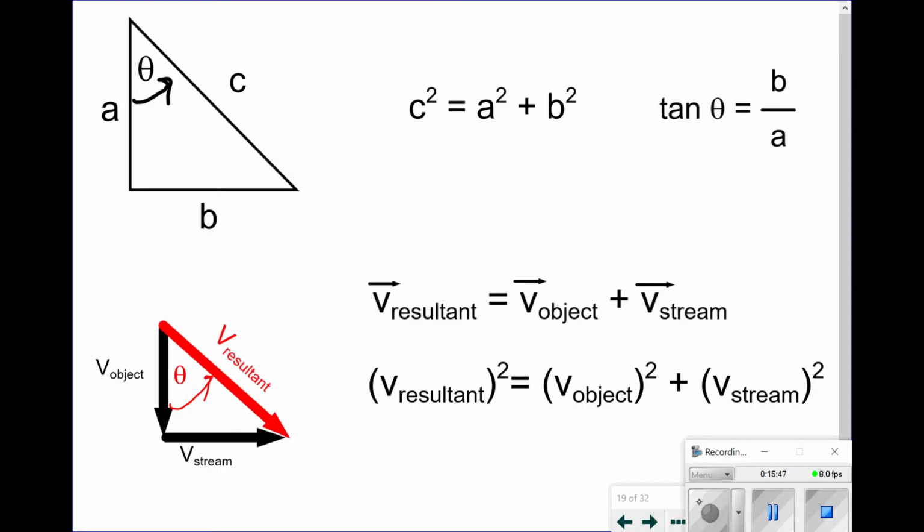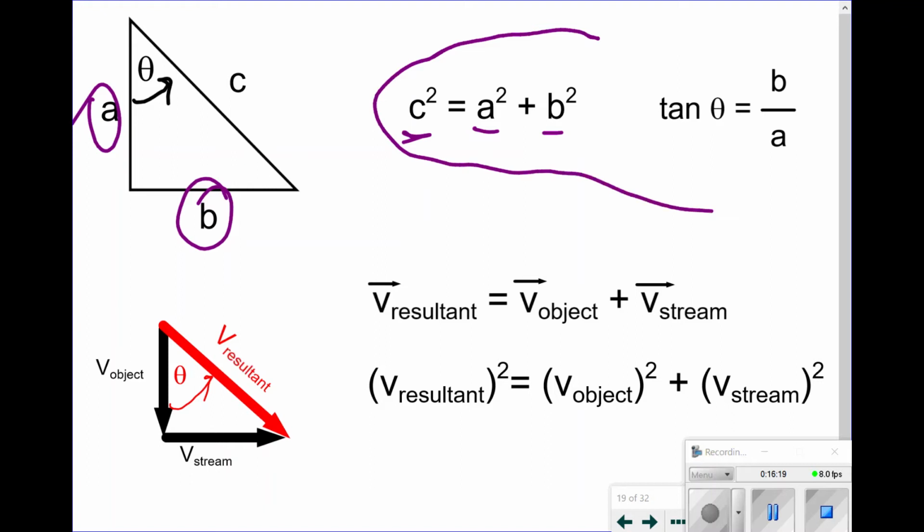Remember, when working with vectors, we'll often see a right triangle. It won't always be the case, but we'll often see a right triangle. And when working with the right triangle, we can always use the Pythagorean theorem, which is that the hypotenuse squared is equal to each side squared added up, and that the tangent of the angle is the side opposite of the angle divided by the side that is adjacent to the angle, the adjacent side not being the hypotenuse. These are base equations, so you do not need to have them memorized. They're always given to you, and you can use them if you choose to.